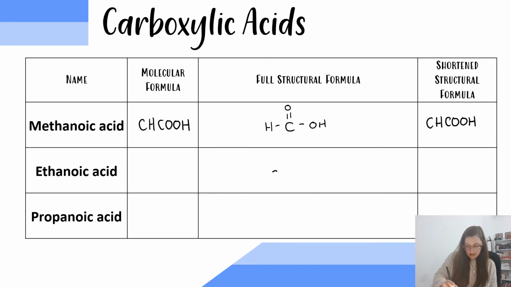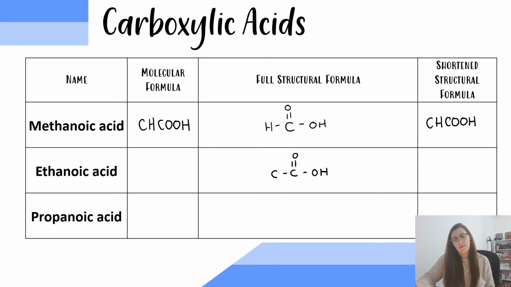Ethanoic acid, we've got 2 carbons in the chain. The carboxyl group is always at the end of the chain because we are oxidizing an aldehyde, and the functional group on aldehydes is at the end of the chain, so carboxylic acids are also at the end of the chain. And I'm going to fill in my end carbon with hydrogens here.